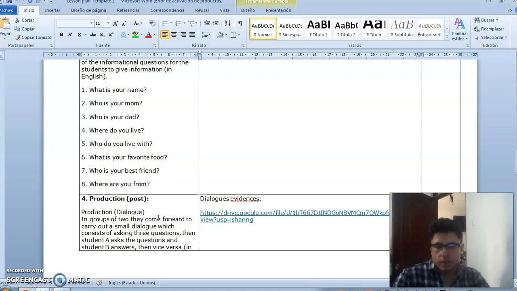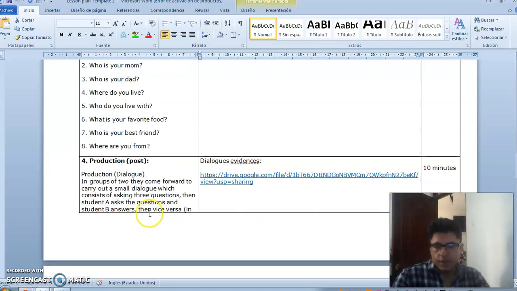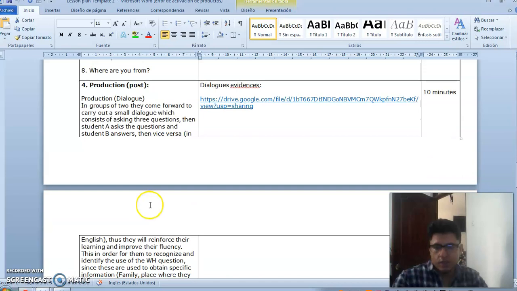Okay, teacher. Production: dialogue. In groups of two, they come forward to carry out a small dialogue which consists of asking three questions. Then the student asks the question, student A and student B, right? They produce a dialogue in pairs, right?